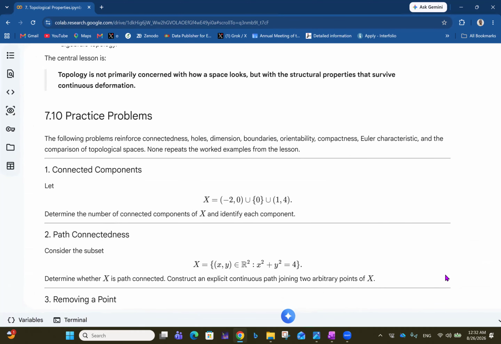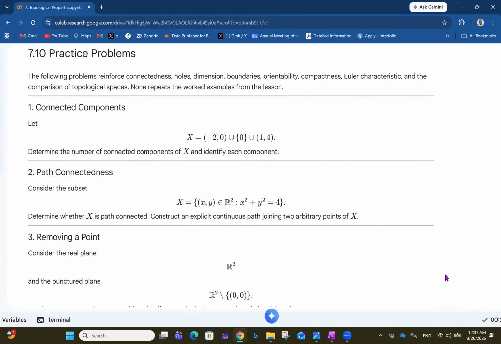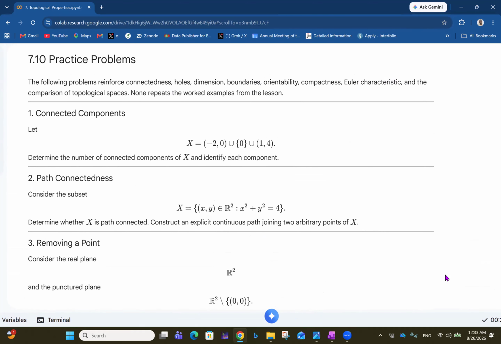Because this has been such a lengthy one, let me see if I can just talk about the answers without working it out. Let's see how this goes. You can see the problems. The following problems reinforce connectedness and all the other characteristics, and do not repeat the worked examples from the lessons.